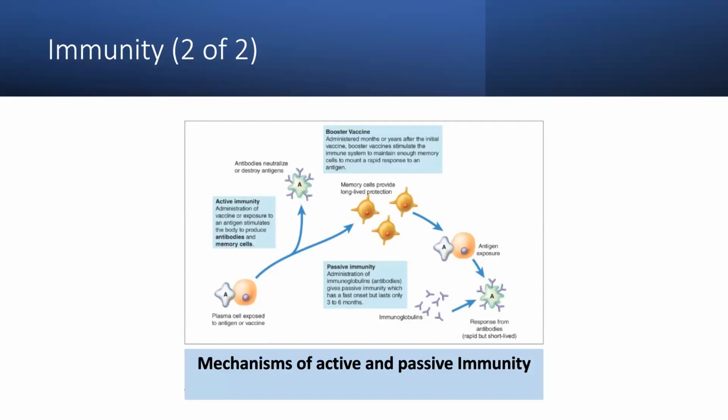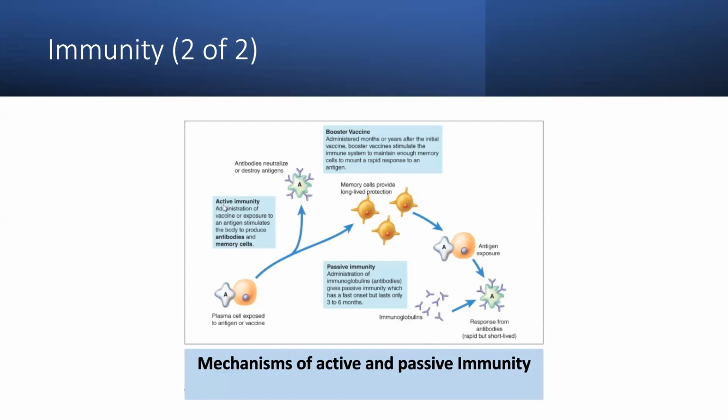What happens when the plasma cells are exposed to the antigen or to the vaccine: antibodies neutralize or destroy the antigens, and the memory cells provide long-lived protection when antigen re-exposure occurs. And this is the response from the antibodies. Immunoglobulins are released and they're rapid but short-lived.